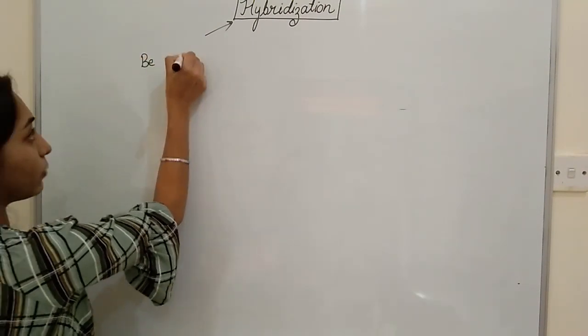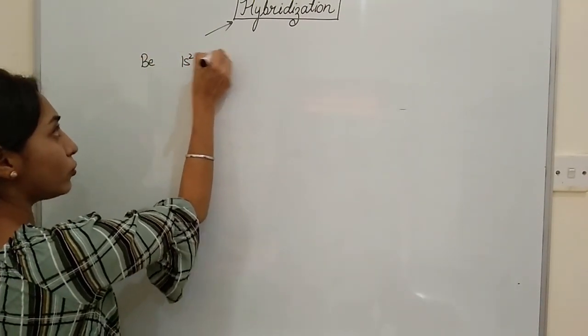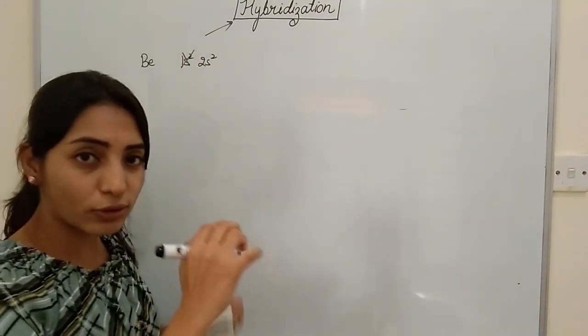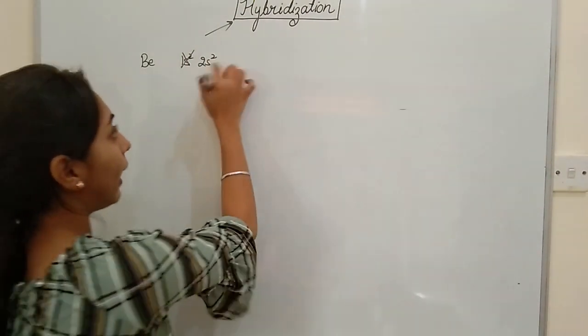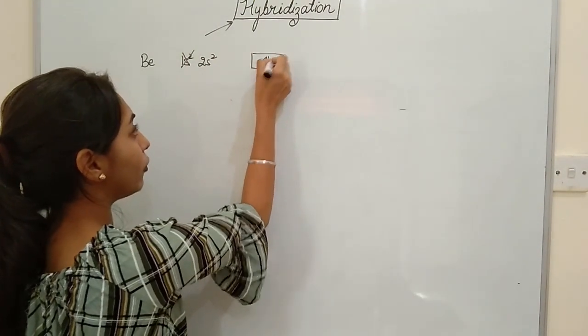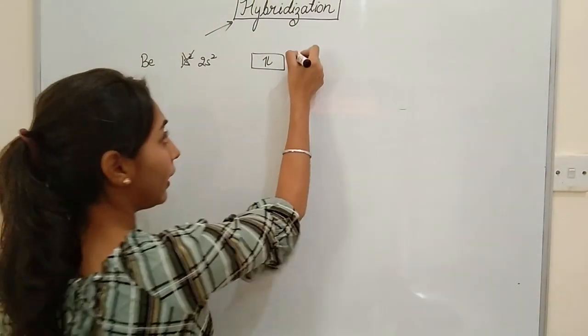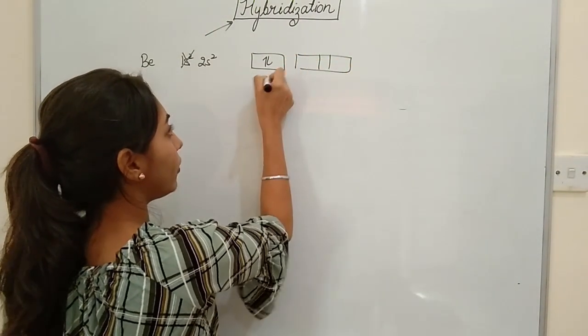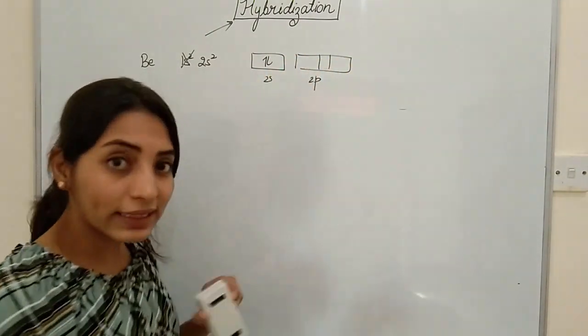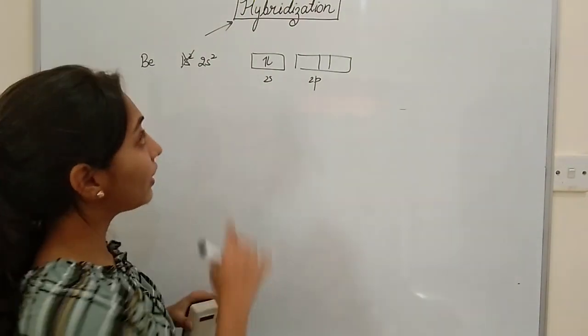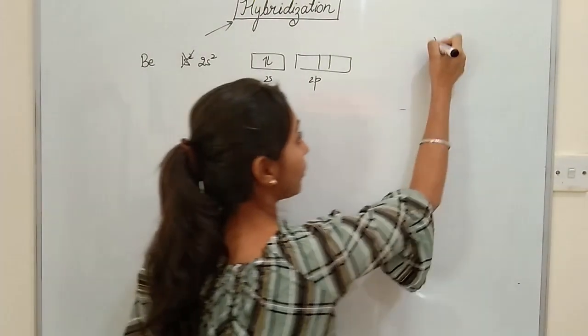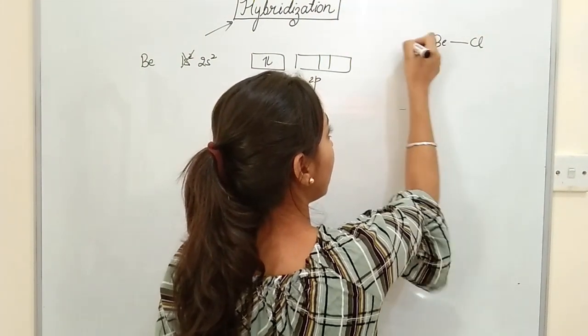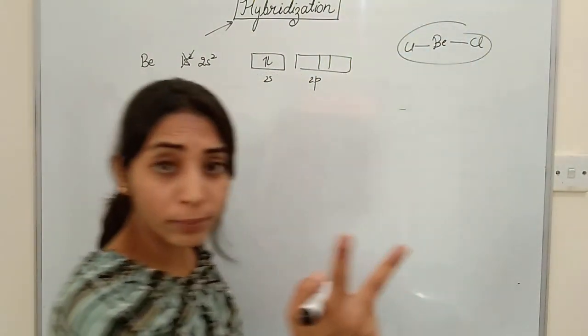Beryllium is 1s2, 2s2. We do not consider 1s2 electrons because they are deeply seated. And 2s2 means there are 2 paired electrons. And I told you that 2p is also there, but it is empty. But beryllium has to form 2 bonds in the molecule BeCl2. Right, so beryllium needs 2 unpaired electrons.